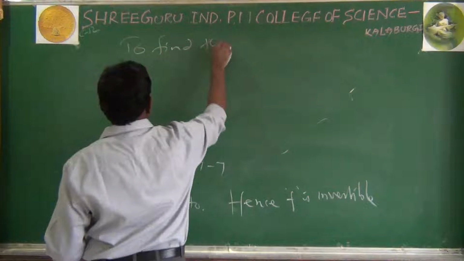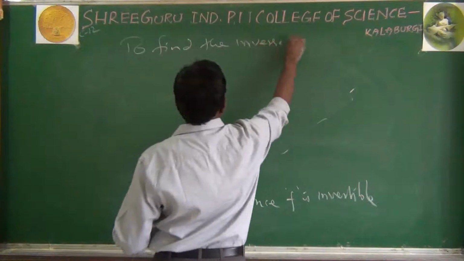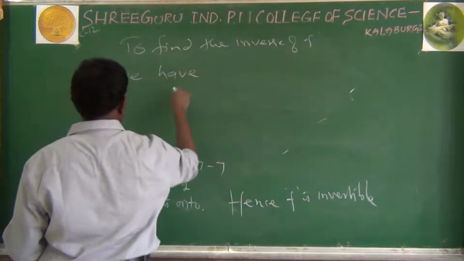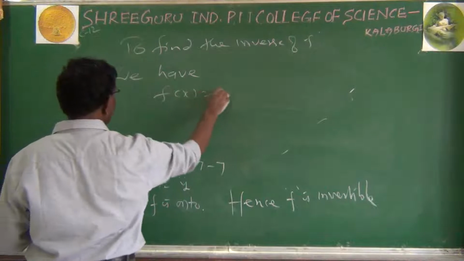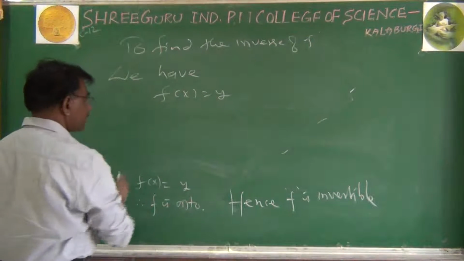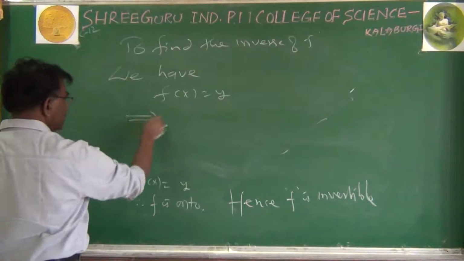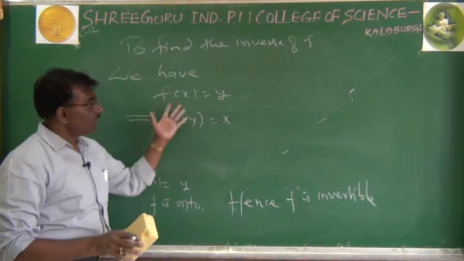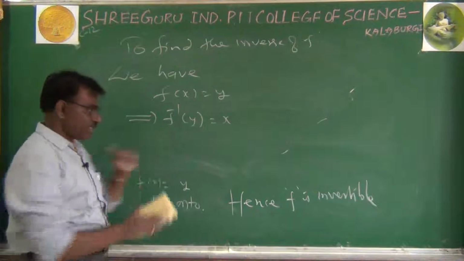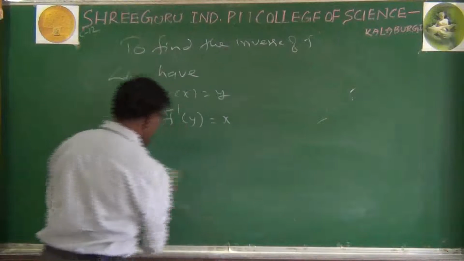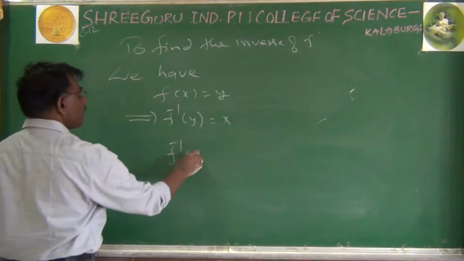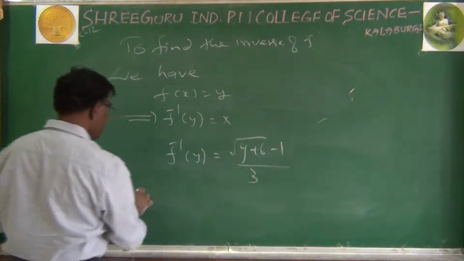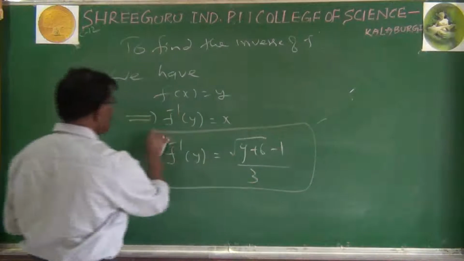To find the inverse of f, we have f of x equal to y. So f implies f inverse of y equal to x. If f of x is y, then f inverse of y is x. So what is the x value? F inverse of y, x value is root y plus 6 minus 1 by 3. Okay, this is asked in terms of y.